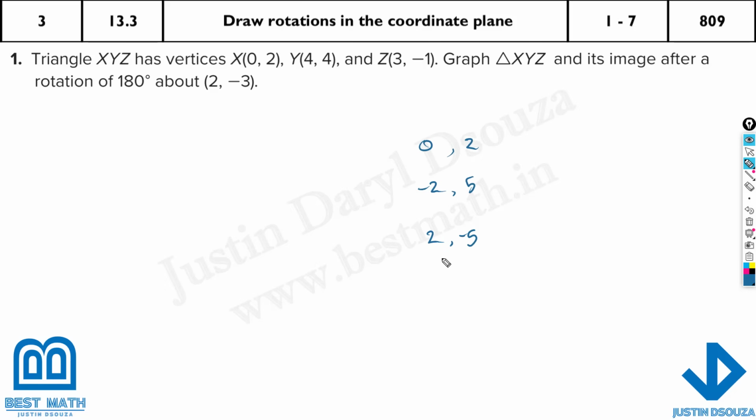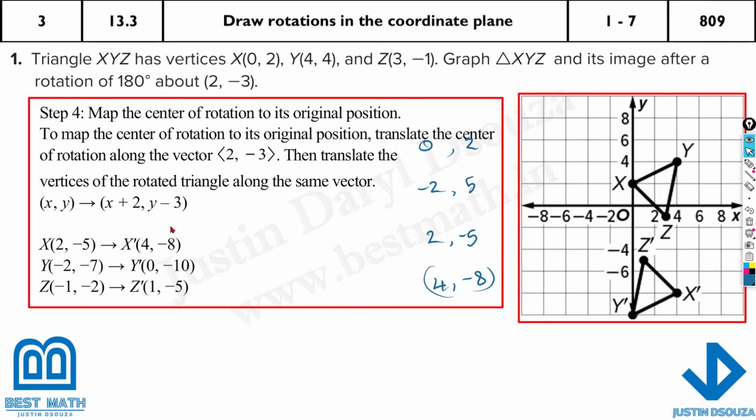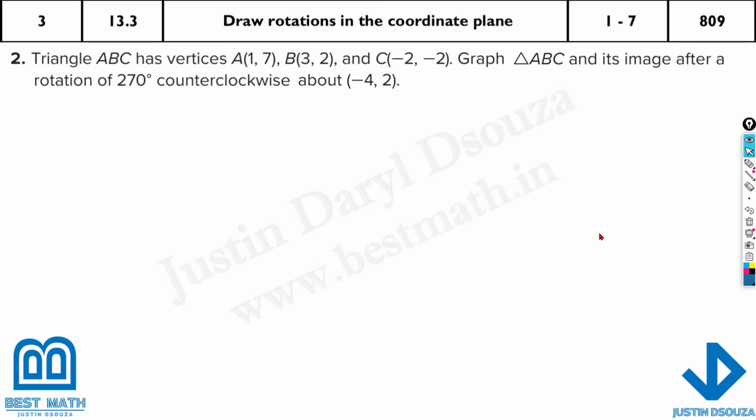Now add the given point. That is 2 plus 2 is 4 and -5 minus 3 will be -8. So it should be 4, -8. See this whole method, and then you'll get 4, -8. That's the first point only. Similarly, you can do the other points. I would ask you to solve these problems by yourselves over here.